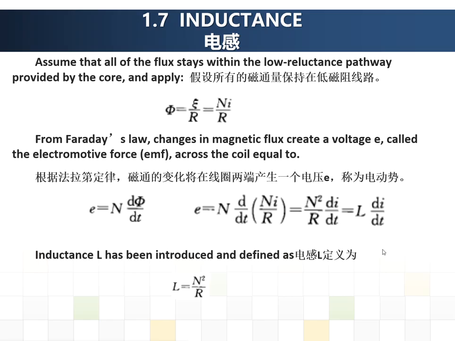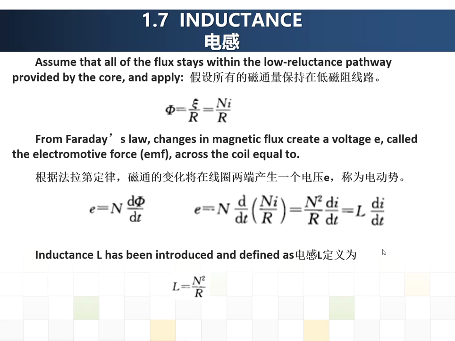Assume that all of the flux stays within the low reluctance pathway provided by the core. Therefore, phi is equal to epsilon divided by R. That is equal to N multiply I divided by R. R represents reluctance.